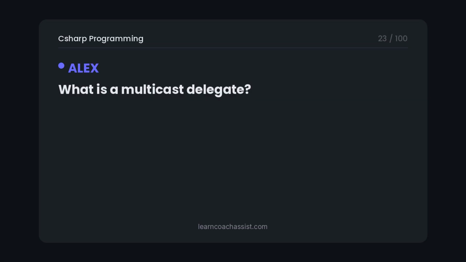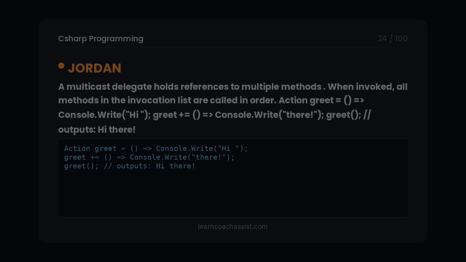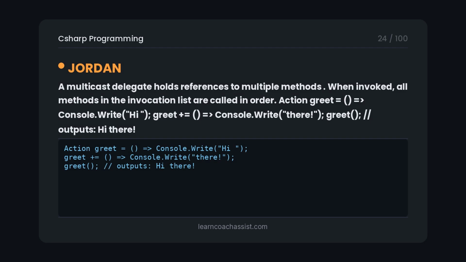What is a multicast delegate? A multicast delegate holds references to multiple methods. When invoked, all methods in the invocation list are called in order. Action greet = () => Console.Write("hi "); greet += () => Console.Write("there"); greet(); // outputs: hi there.